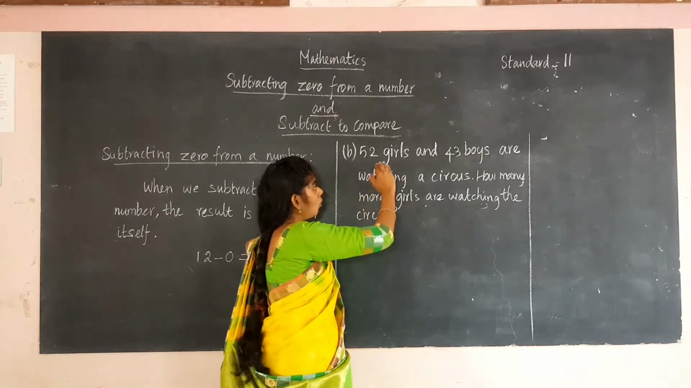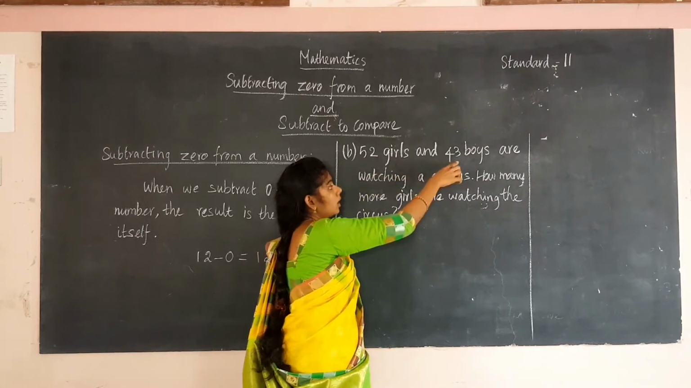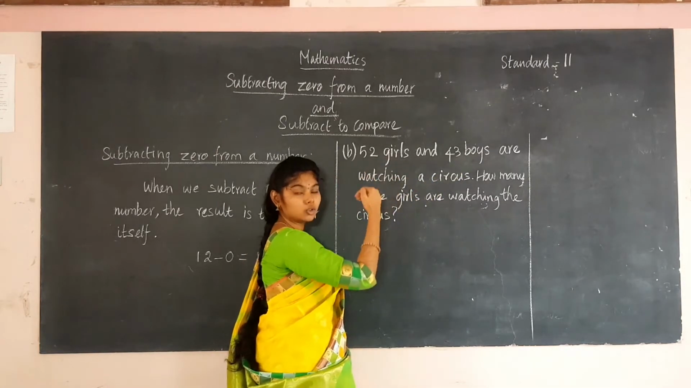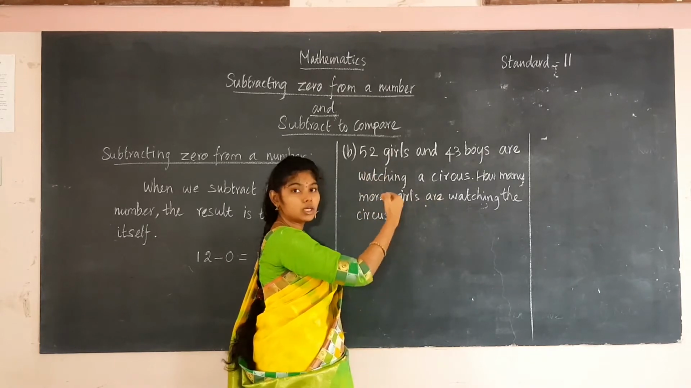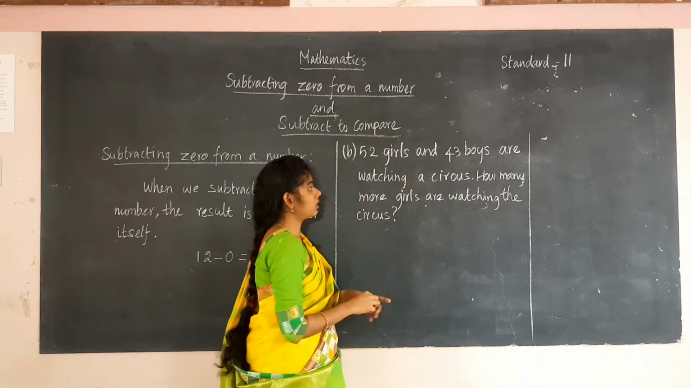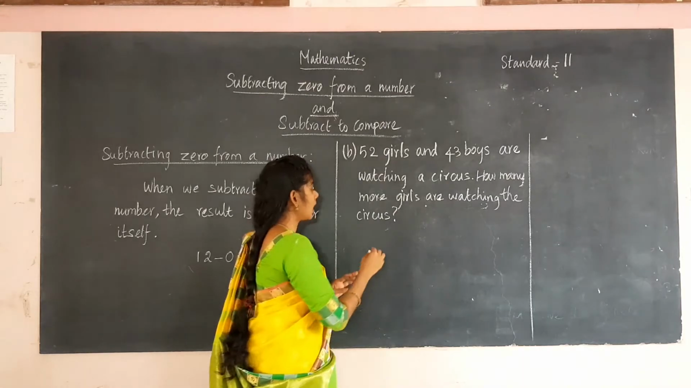They have asked for more, meaning above, how many more than them. So that is what more means here. How many more girls are watching than the boys? The question is given here. So first we have to write the solution.